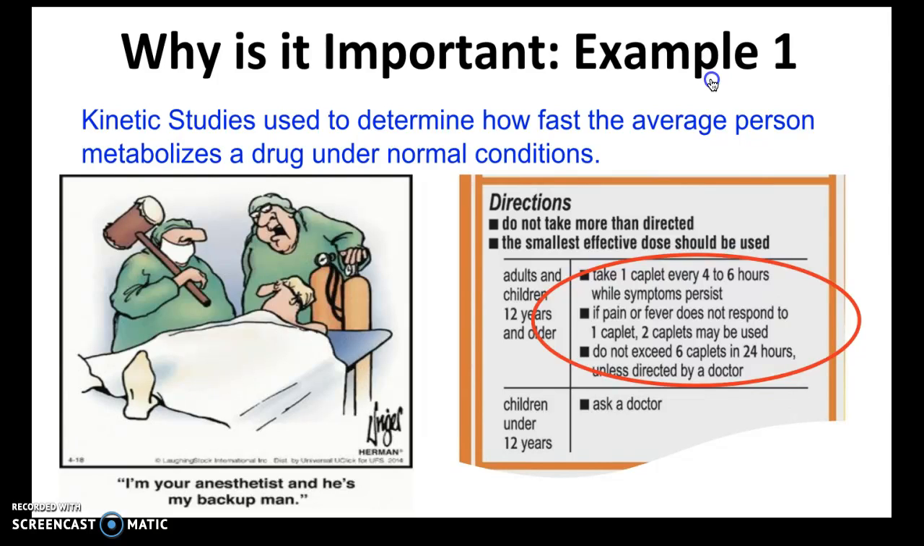Well, one reason is that it's used to determine how fast the average person will metabolize a drug under normal conditions. So if there's a certain drug that the average person metabolizes quickly, you're either going to increase the dosage of the medication or the frequency at which the person takes it. And of course, vice versa.